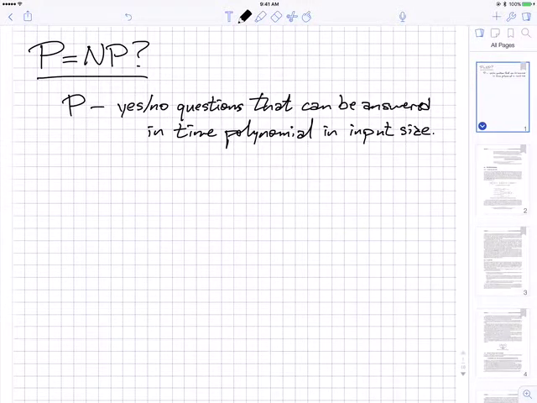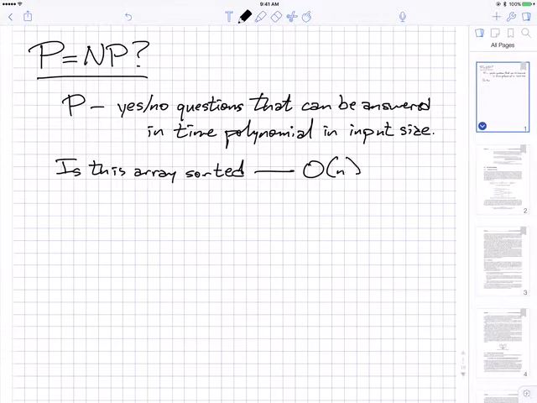For example, is this array sorted? You can answer this in linear time, where n is the size of the array, the number of elements, by a simple for loop. For i equals 1 to n minus 1, if a sub i is bigger than a sub i plus 1, return false. If you get through the entire for loop, return true. So that running time is, in this case, a polynomial of degree 1 in this variable n, which is the length of the input.